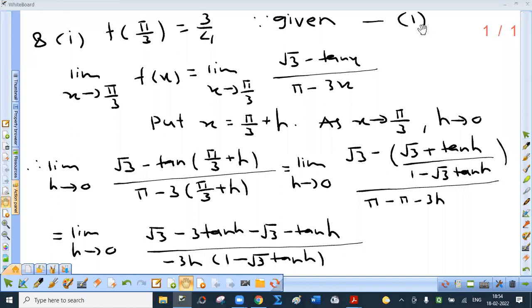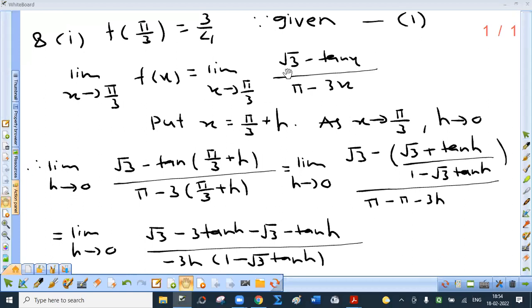Sum number 8. Discuss the continuity of the following functions at the points indicated against them. F of x is root 3 minus tan x upon pi minus 3x, x not equal to pi by 3, equal to 3 by 4 for x equal to pi by 3. And continuity is to be discussed at which point? Pi by 3. Okay, so f of pi by 3 is given to be 3 by 4. Let us evaluate the limit. Obvious substitution is x equal to pi by 3 plus h. As x tends to pi by 3, h will tend to 0.